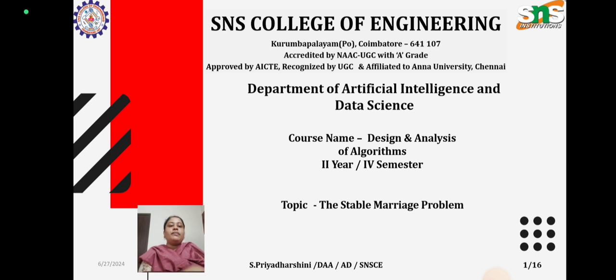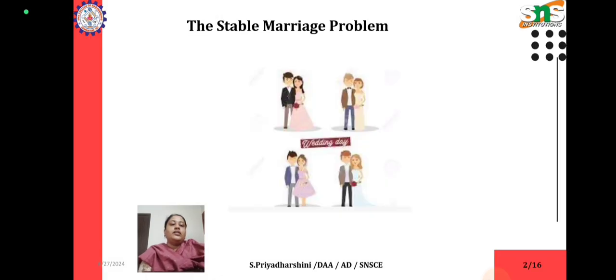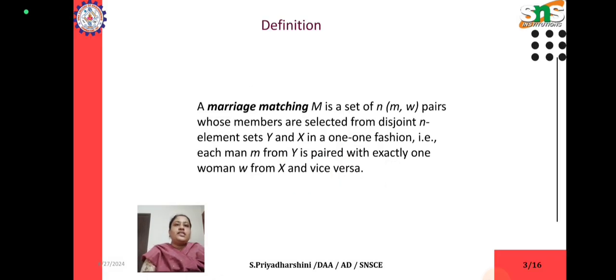So what is the stable marriage problem? The definition: a stable marriage problem states that for given n men and n women, pairs whose members are selected from disjoint n-element sets Y and X in one-to-one fashion, that is, each man m from Y is paired with exactly one woman w from X and vice versa.